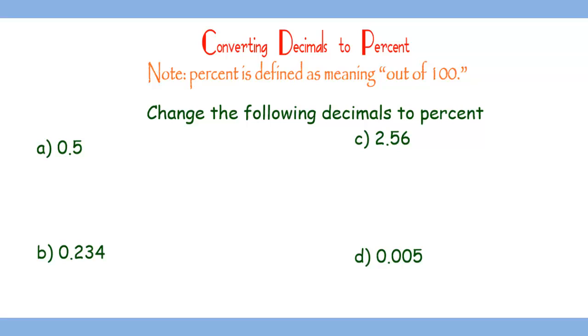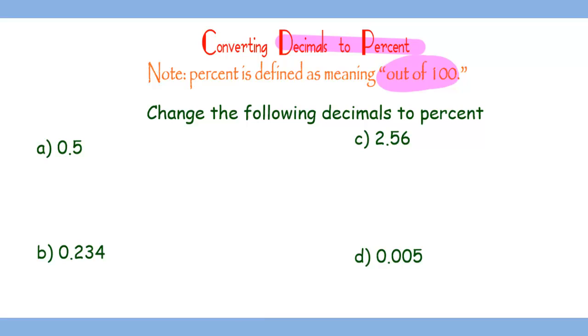Hi everyone, this lesson goes over how to convert decimals and fractions into percents. In this first slide, we will work on decimals to percents. As you can see from the note underneath, percent is defined as meaning out of 100. That means if we can turn anything into out of 100, we can easily write that as a percent.